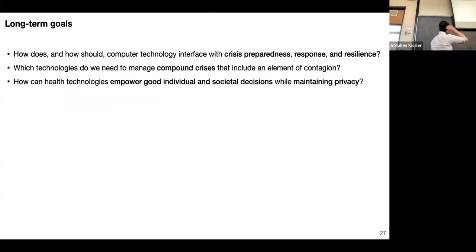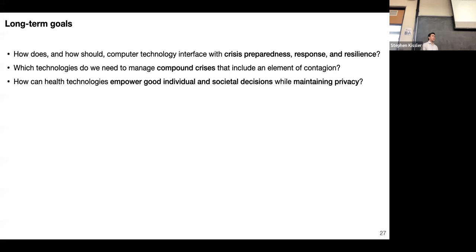In the long term, I'd like to take some of these ideas and broaden them towards crisis prevention and crisis resilience more broadly. So thinking about how computer technology can interface with preparedness, response, and resilience for crises more broadly, including pandemics. I'm interested in the question of compound crises as well. During the pandemic, I couldn't help but think about all of the other things that happened over the top of it. We have the situation in Ukraine right now, for example, where Ukraine is one of the countries in Europe that has the highest tuberculosis rates of anywhere in Europe. And so people who are crowding together in response to the war, that could promote the spread of tuberculosis as well and cause these compound crises.